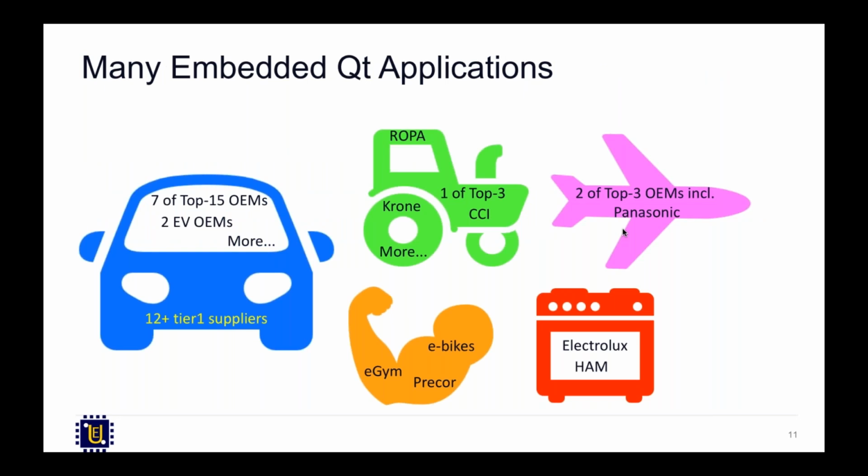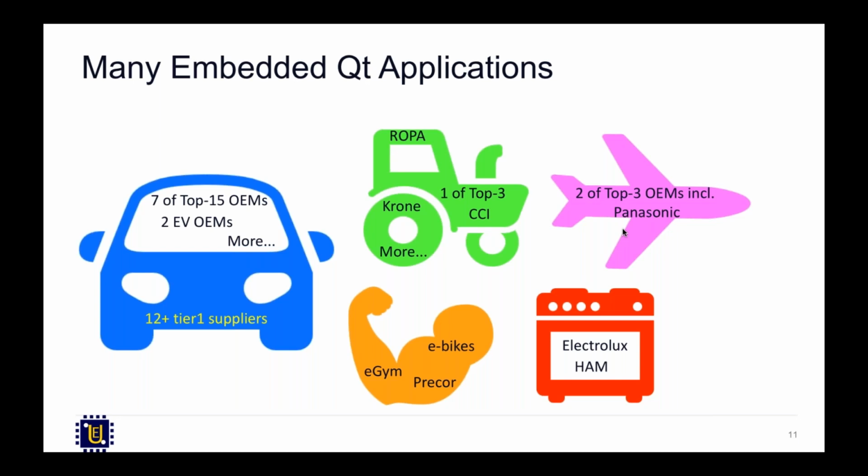So if you look in the car domain, you will find 7 of the top 15 car manufacturers are using Qt for their infotainment systems. The ones that went public are Tesla, for example, and Daimler. Daimler went public on the Qt World Summit 2017, some weeks ago. So they are using Qt throughout their car lineup. And there are many other pretty well-known manufacturers there.